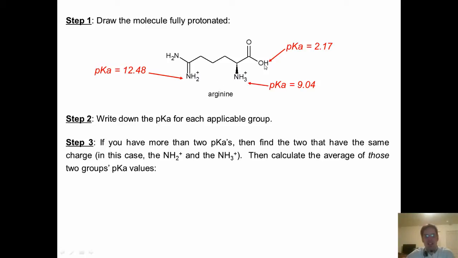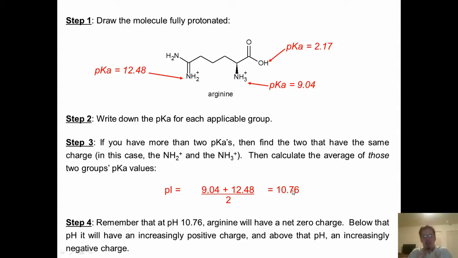I have an OH, no charge. I've got an NH2 plus and an NH3 plus. They both have a +1 charge. These are the 2 groups that have the same charge. Then I calculate the average of those 2 groups' pKa values, which is this: 9.04 plus 12.48 divided by 2, 10.76. Step 4 is remember what that means.